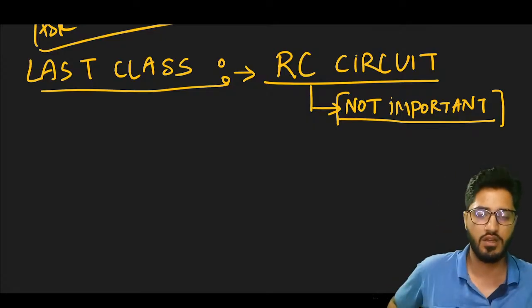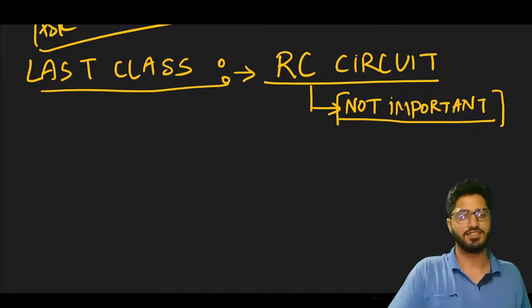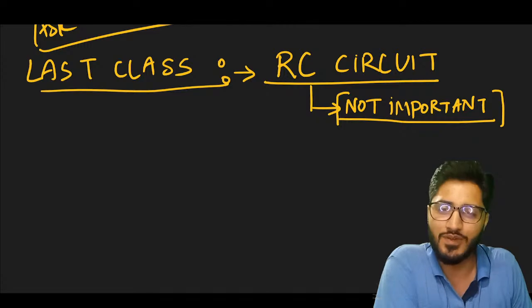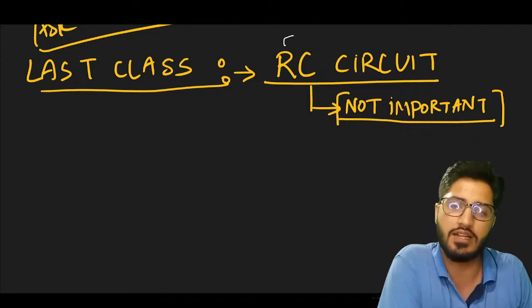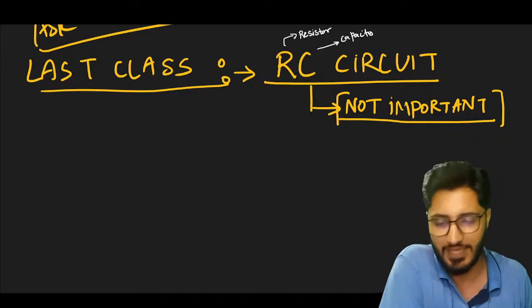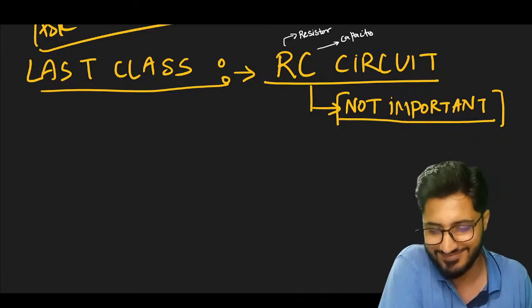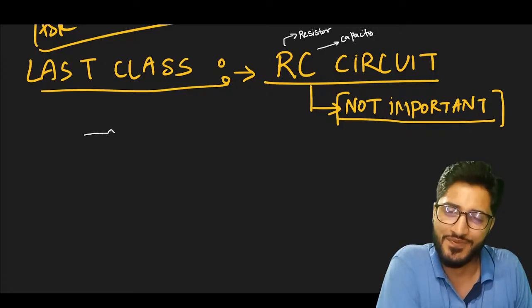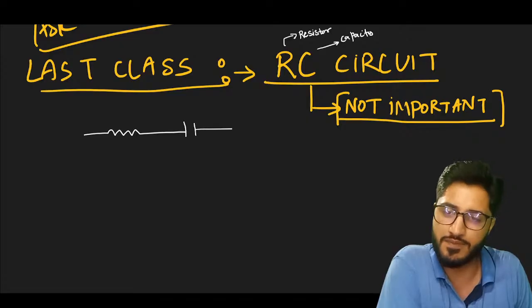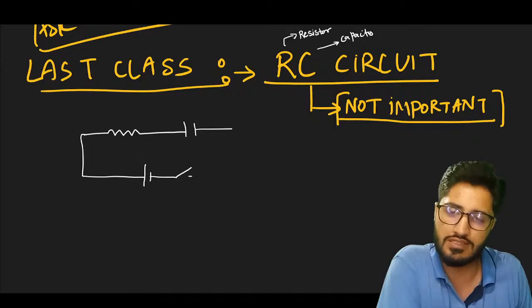Now what is basically RC circuit? In RC circuit, we have two electrical components. One is the resistor. Second one is capacitor. So we have resistance, then capacitor, connected with external voltage source, then some sort of key.